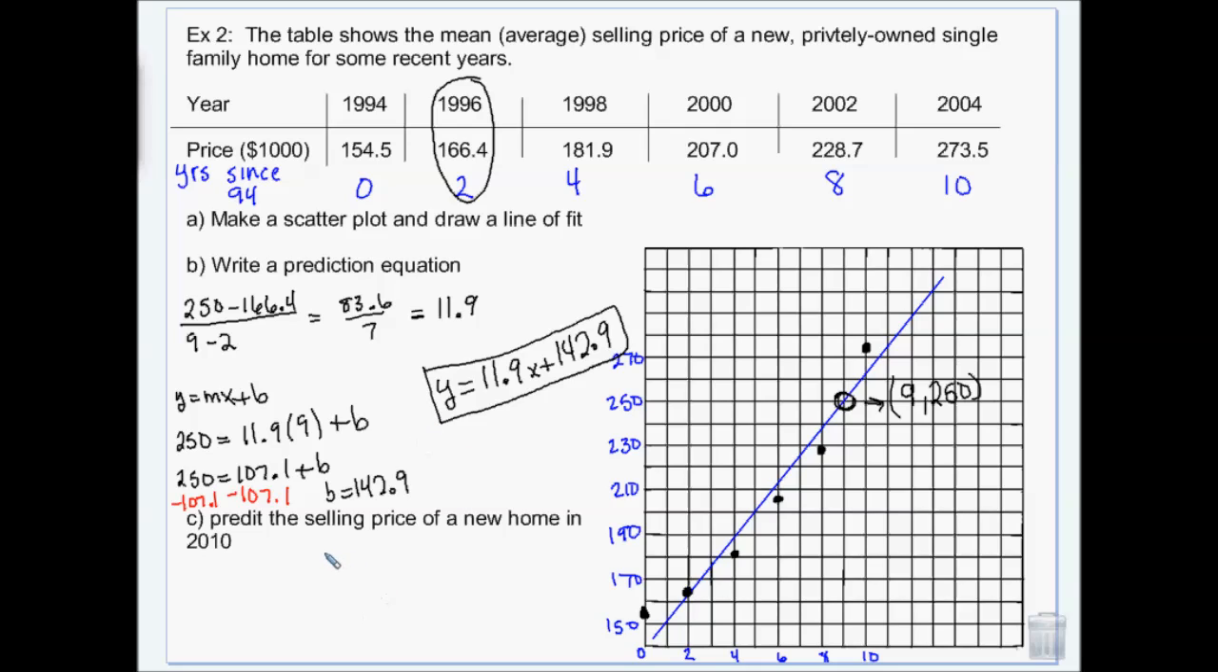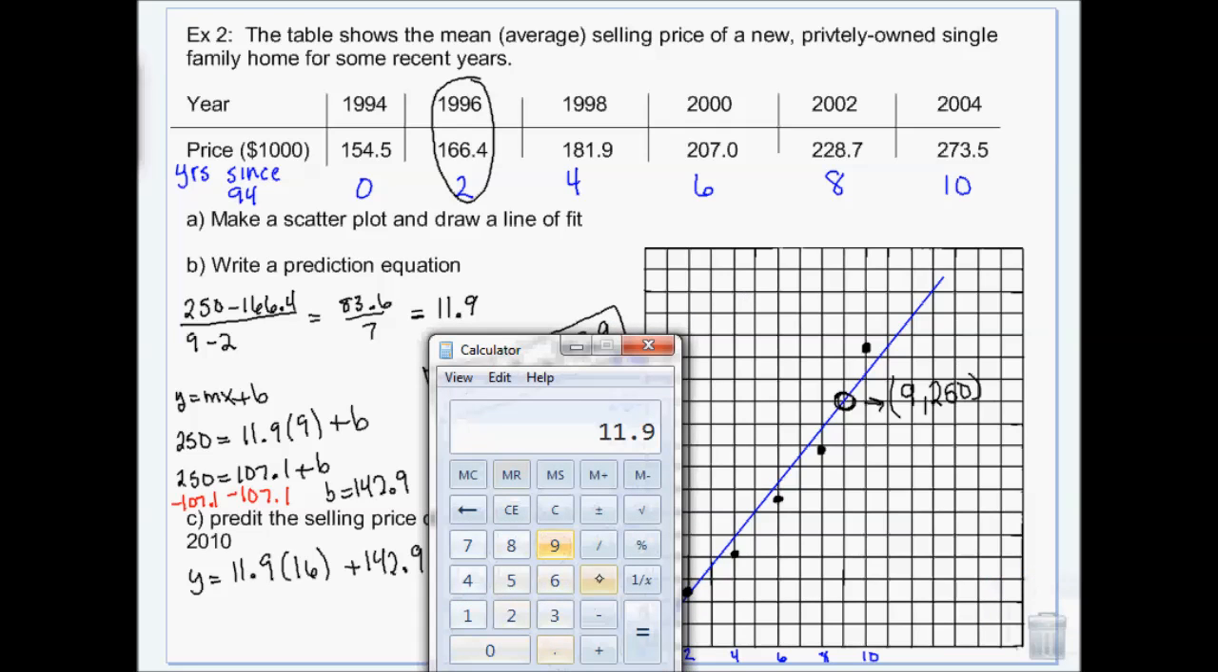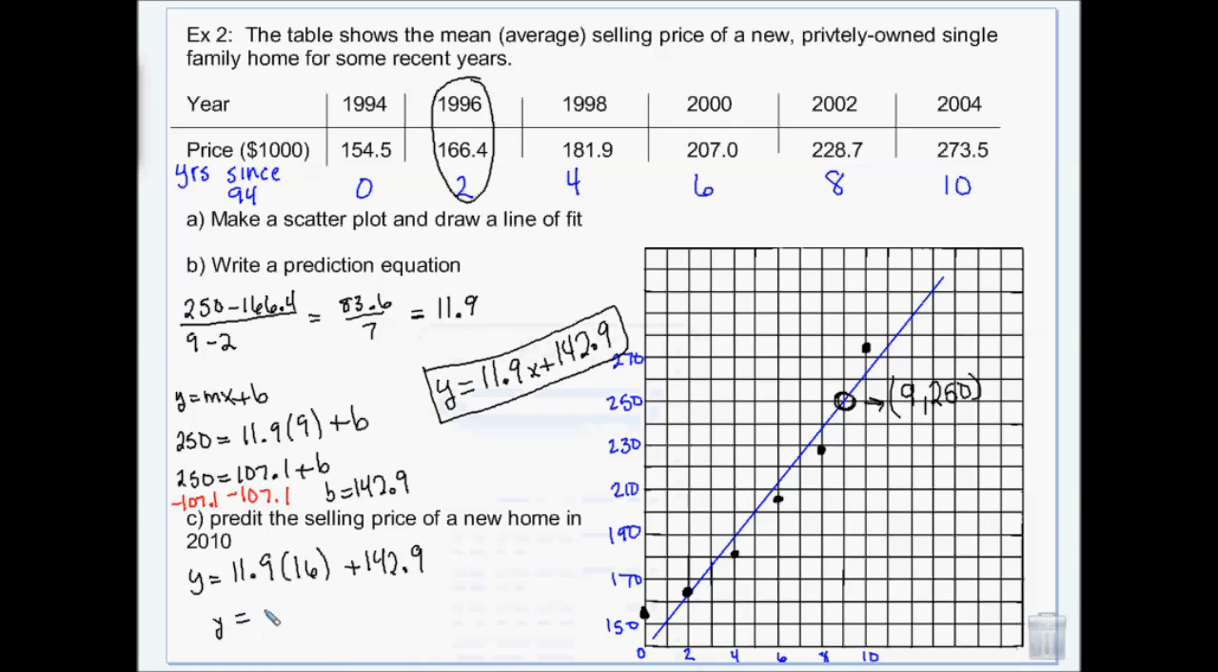And if I want to figure out how much a new home should have sold for in 2010, I'm going to take 2010, that's 16 years from 1994, and plug that in. So it should have been $333.3 thousand that a new home sold for in 2010 on average.